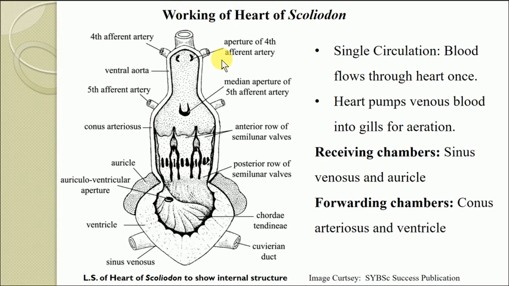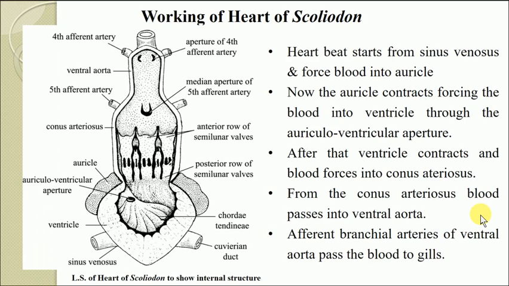Now, the chambers of the heart of Scoliodon are categorized into the receiving chambers and forwarding chambers. So there are two receiving chambers. The first receiving chamber is the sinus venosus and the second one is the auricle. While the forwarding chambers, which send the blood towards the gills for oxygenation, are the ventricle and the conus arteriosus. So let's see how exactly the heart works.